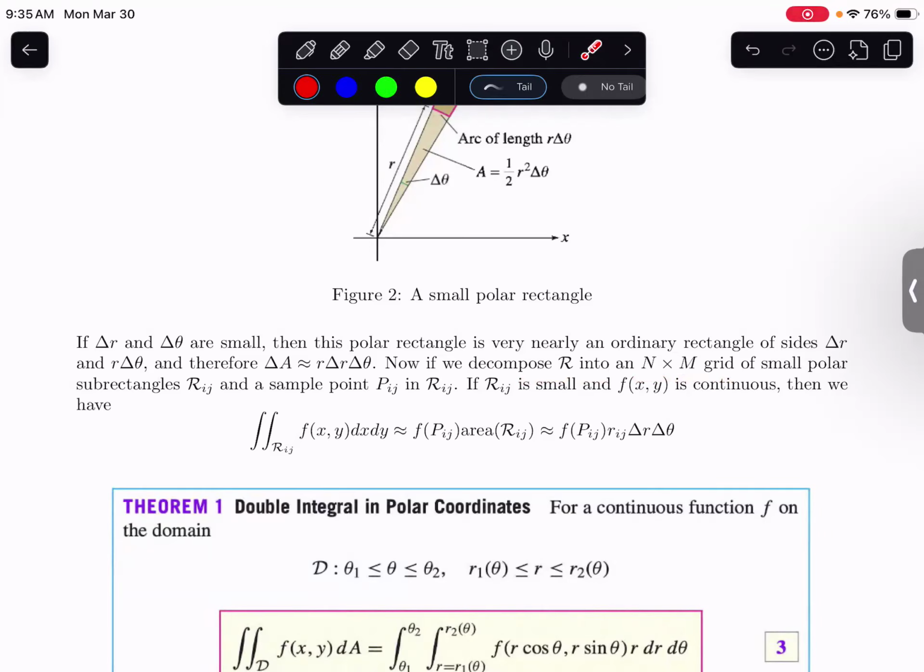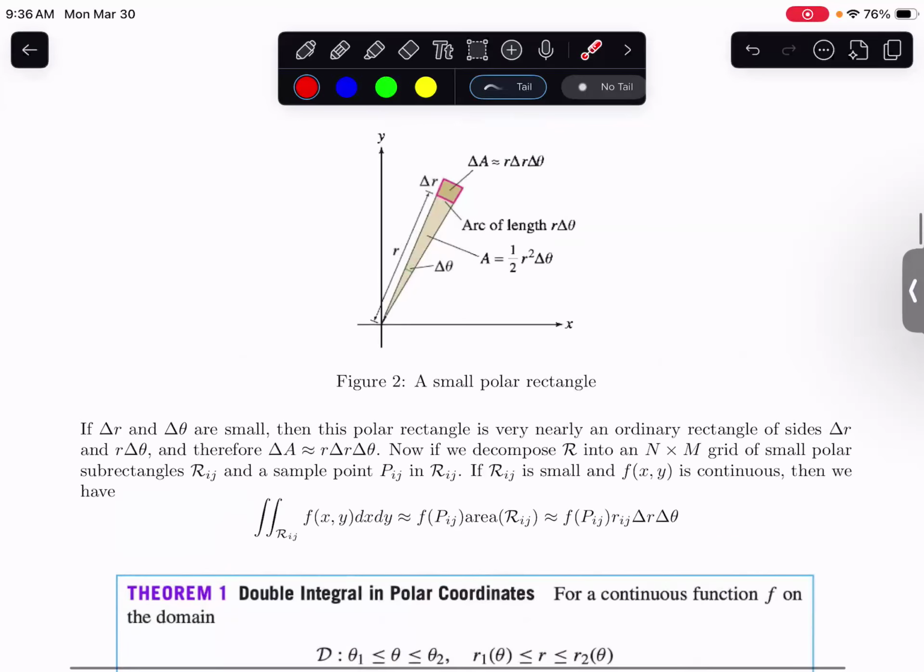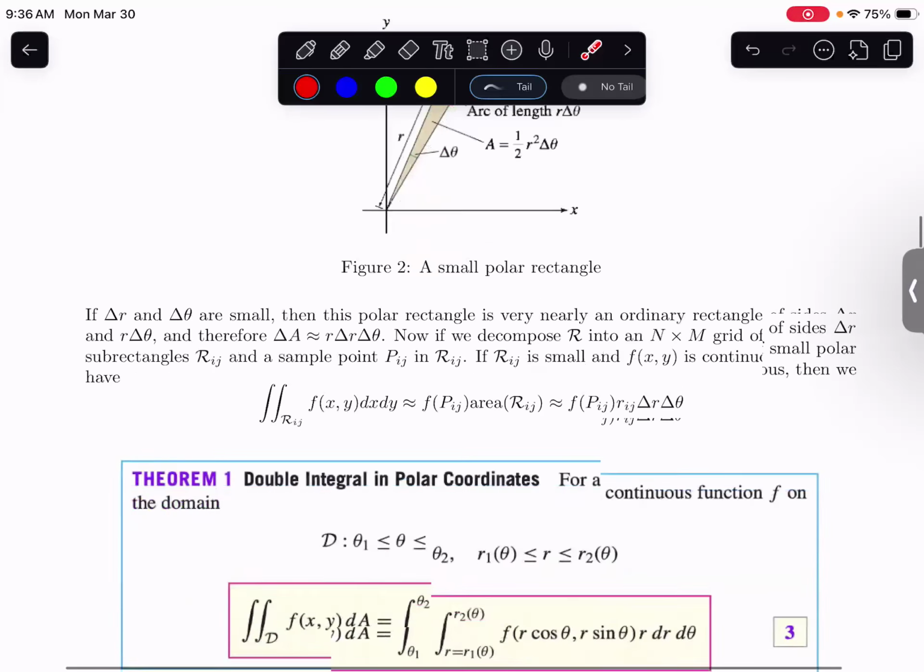And what you end up finding is that this double integral in terms of dx dy is approximately equal to this term right here, where this area is approximately going to be equal to some radius multiplied by delta r delta theta. This is the more conceptual way of thinking about it. We have a more concrete way of deriving this formula in the next section. So if you don't understand exactly what's going on now, it's not really that big of a deal yet.